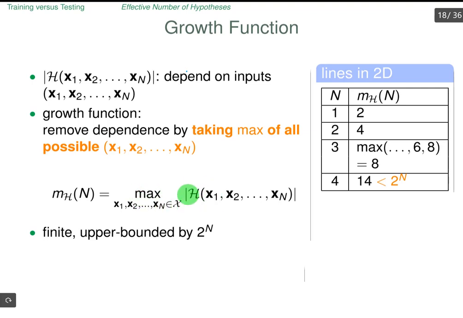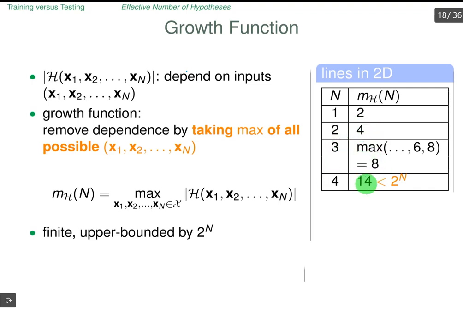We can think of this as the complexity of a hypothesis. For example, with lines in 2D and n points, the growth function measures the maximum number of ways these points can be classified. For example, one point can be classified as plus or minus 1, red cross or blue circle. Two points can be classified into 4 distinct labelings, 4 different combinations. Three points up to 8, 4 points 14.